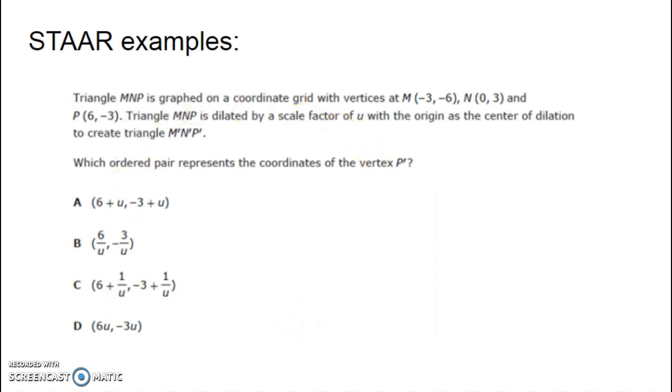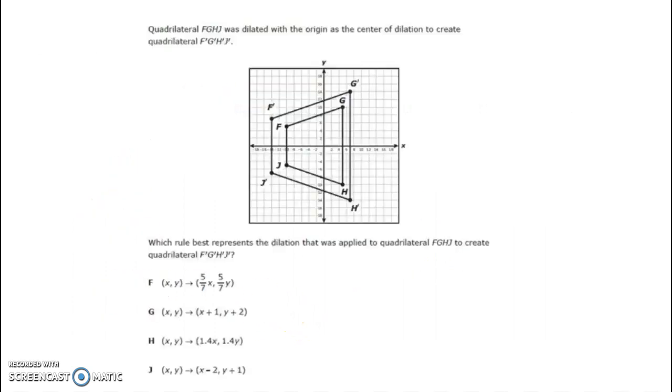This was on last year's test. Here's another one. Quadrilateral FGHJ was dilated with the origin as the center of dilation to create the new quadrilateral. Which rule best represents the dilation that was applied to create the new one? Okay, so first you need to figure out what is the scale factor. We can do that by counting, looking at points, whatever you prefer.